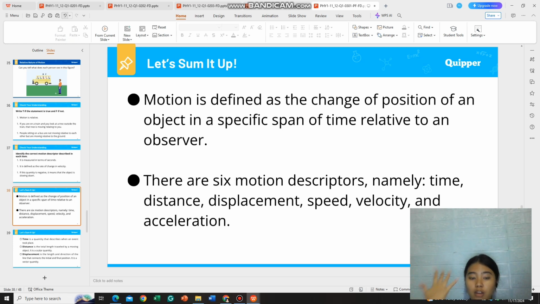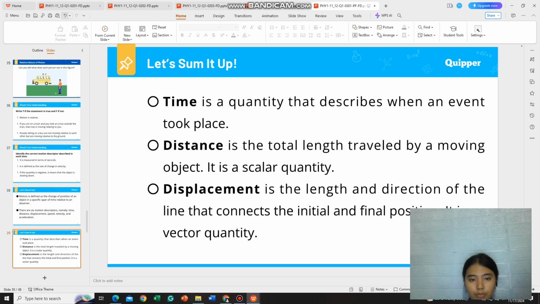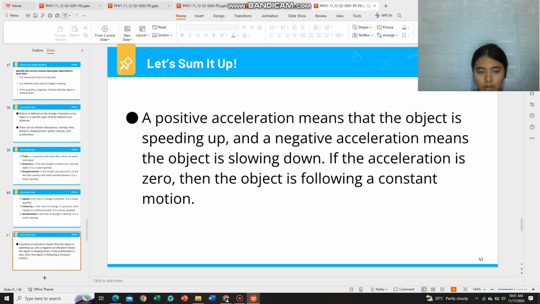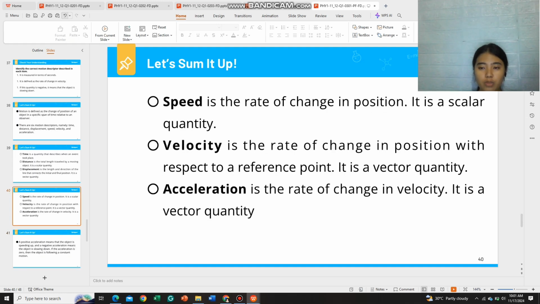Okay, motion is defined as change of position of an object in a specific span of time relative to an observer. There are 6 motion descriptors, namely time, distance, displacement, speed, velocity, and acceleration. So time is a quantity that describes when events took place. Distance is the total length traveled by a moving object. Displacement is the length and direction of the line that connects the initial and final position. It is a vector quantity.